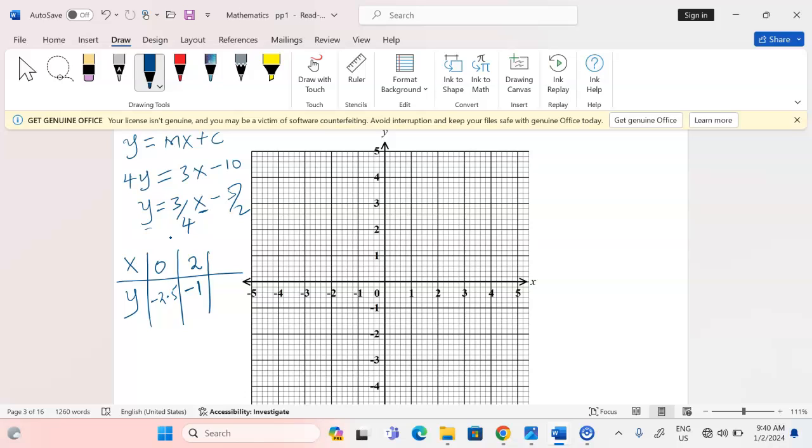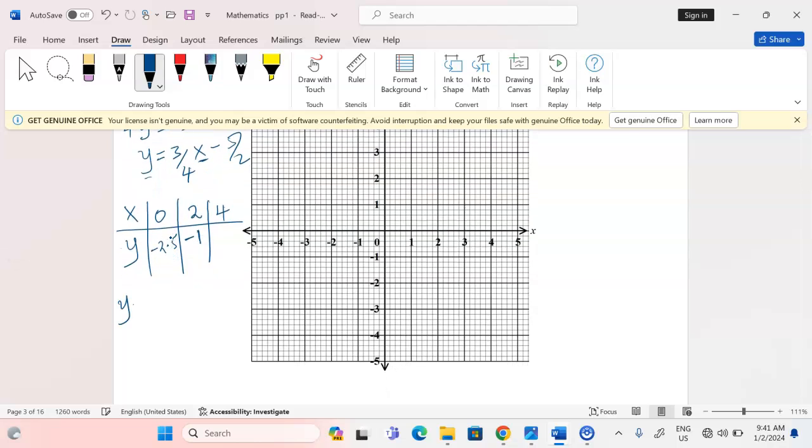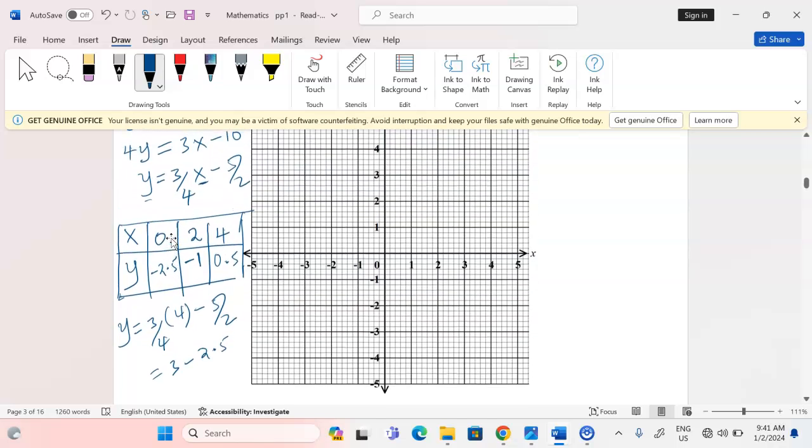We can add a third value, for example, at 4. When we substitute 4 here, the value of y equals 3 out of 4 into 4 minus 5 out of 2. So this is going to be 3 minus 2.5, and this will give us 0.5. So these are 3 values, or 3 coordinates, for the first equation. So we can settle the table there, and we go for the next equation.